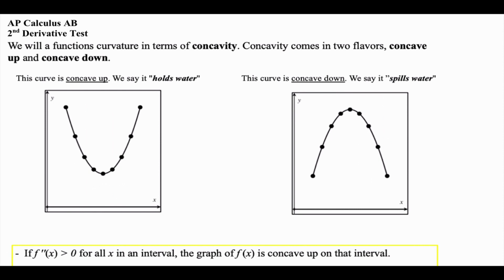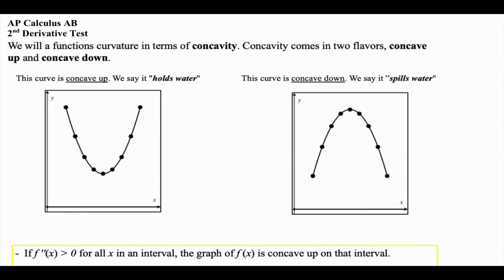Okay. So now we have the second derivative test. What does that tell us? That tells us concavity. Concavity is concave up and concave down. So I have two pictures here. The one on the left is concave up. What we consider concave up kind of holds water. The idea of it is something that is able to hold water. The opposite is concave down, which spills water.